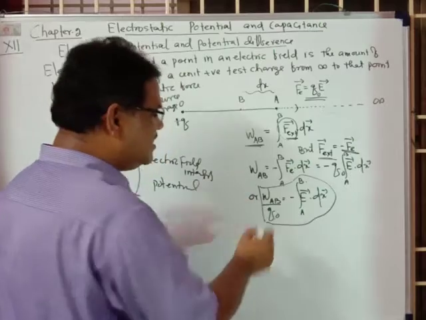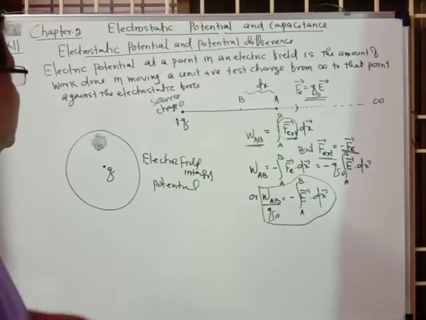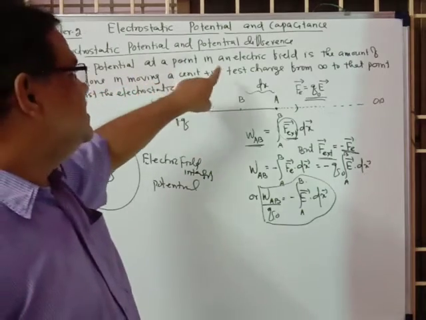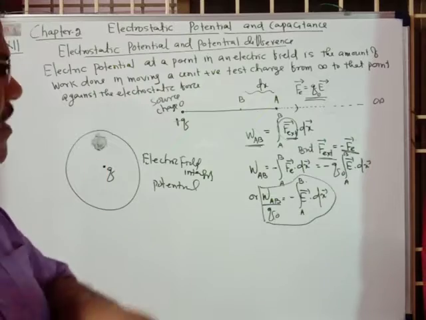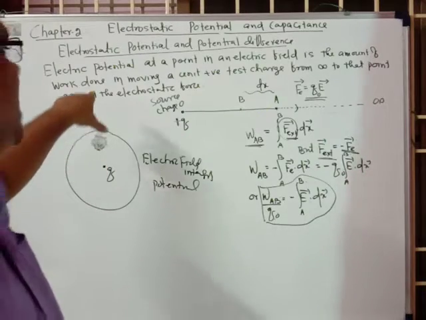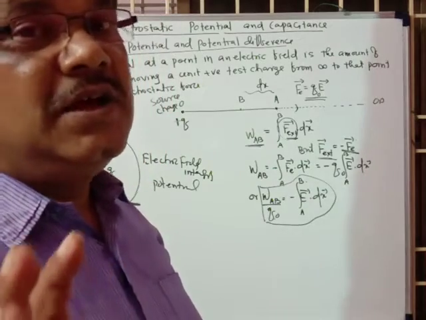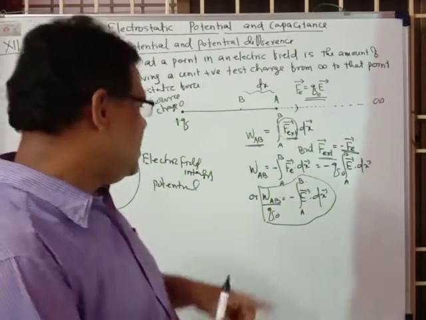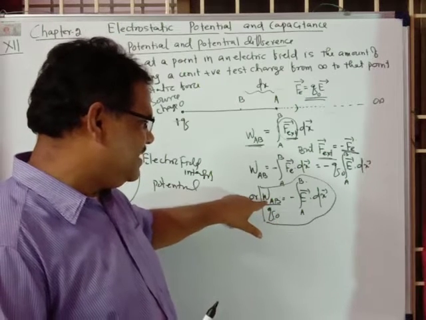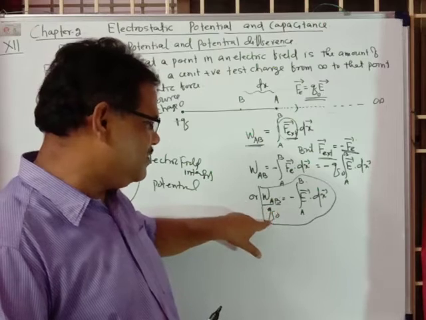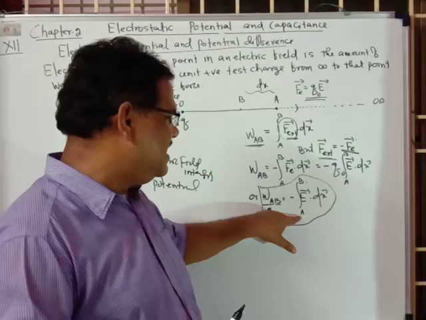This is the work done per unit charge. What was our definition? It is the work done to bring the unit positive test charge from infinity to that point against the electrostatic force, against the electric force, without acceleration. So we are finding work done per unit charge, because Q naught is divided, that is WAB divided by Q naught, which is the work done per unit charge, equal to minus E vector dot ds from A to B.